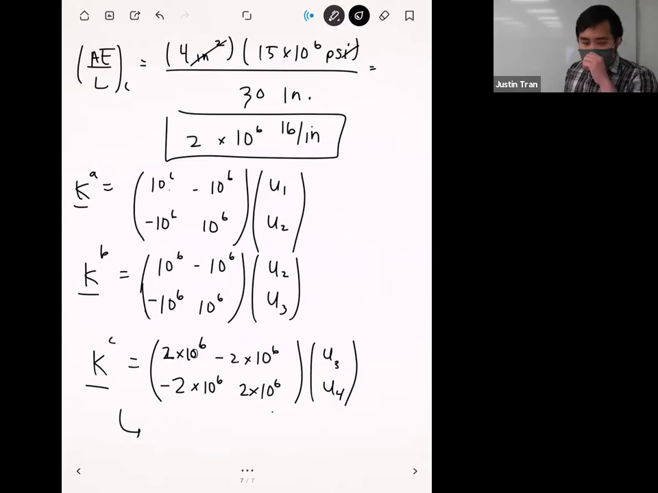Now that we have the element stiffness matrices for all these elements, we can go ahead and assemble them into one system. So the next step is assembly.